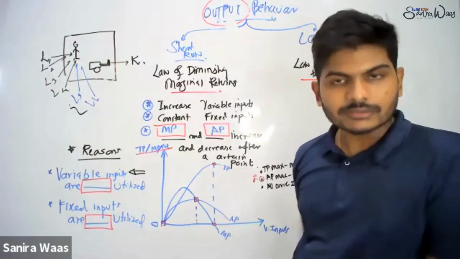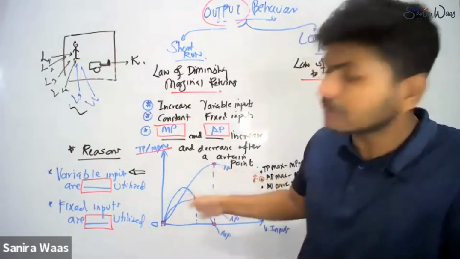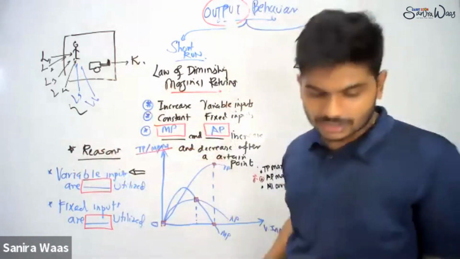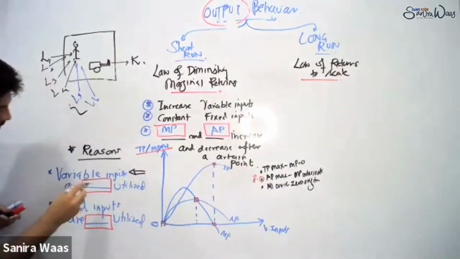Now you understand, right? Why does this happen? Practically, why does this happen? Otherwise, no one can ask. Why this happen? This happens due to this scenario. Why? Yes, good. Variable inputs are unregularized.